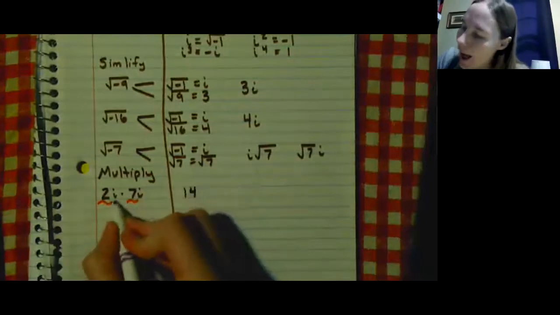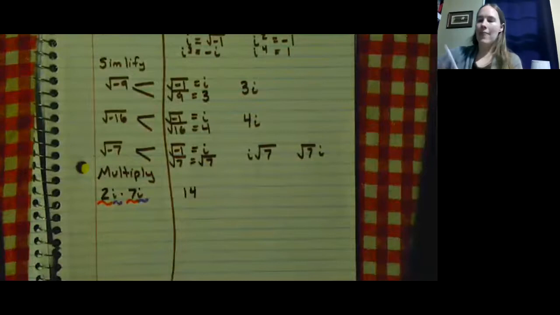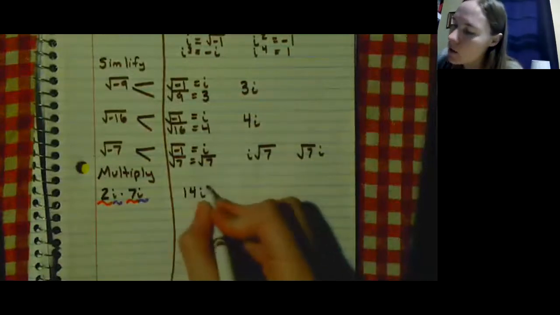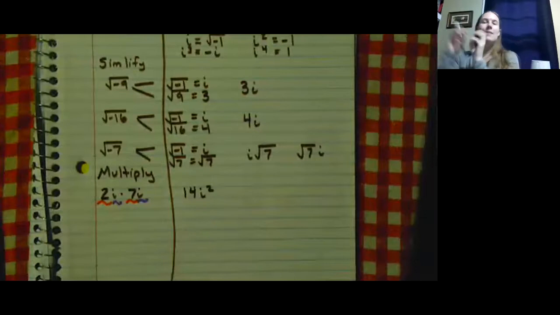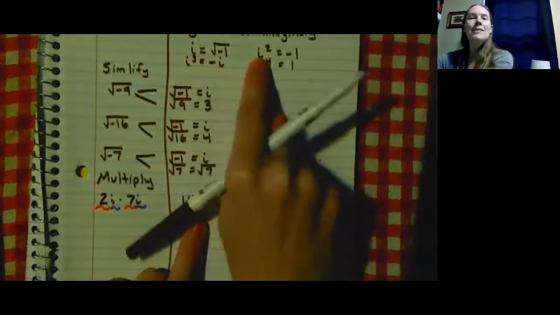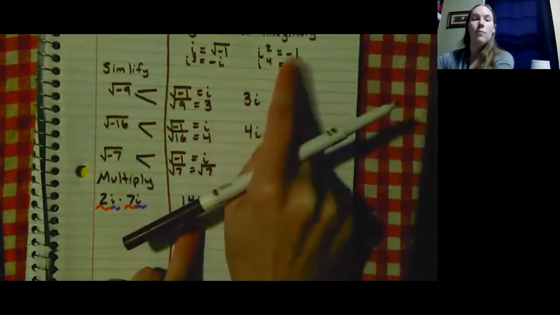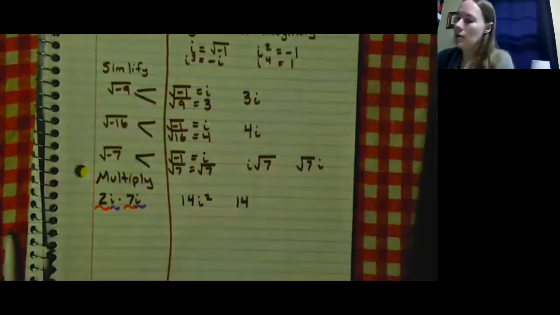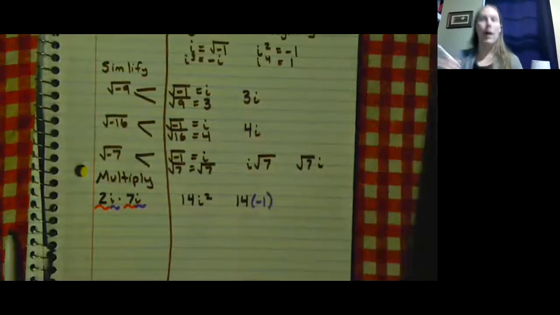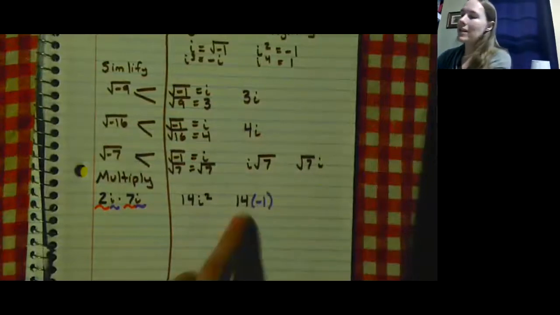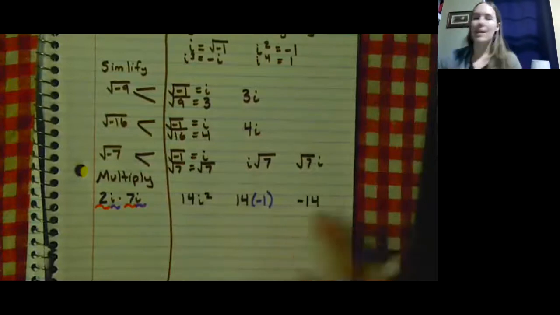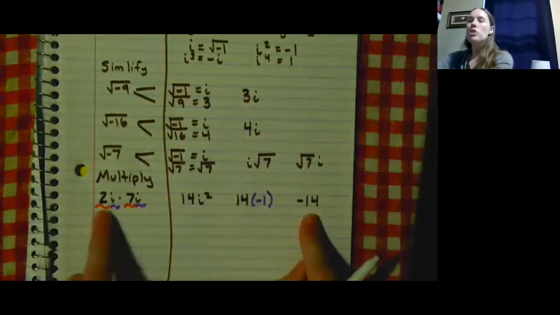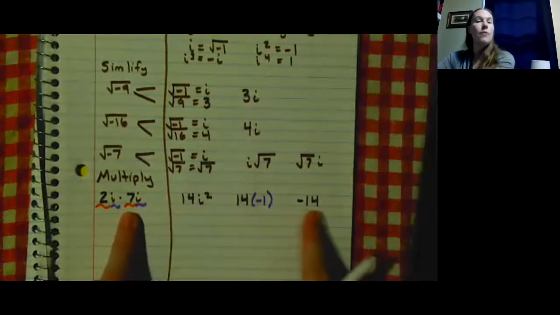Now I have an i and an i, and that i times i will give me i squared. Just like if you do x times x and it gives you x squared, the same thing happens for these imaginary numbers. Well, if I look back up here, i squared is the same thing as -1. So I would replace my i squared with -1, and 14 times -1 would give me -14. So 2i times 7i is actually -14.